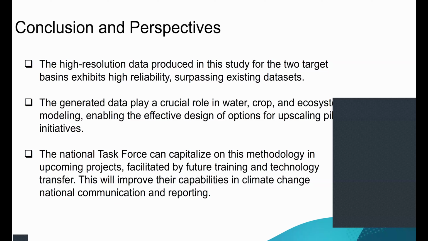Looking forward, the methodology and data can be leveraged by national task forces to support climate change communication and reporting. Future efforts might focus on capacity building and technology transfer, empowering local experts to replicate and expand this approach to other basins and regions facing similar climate challenges.